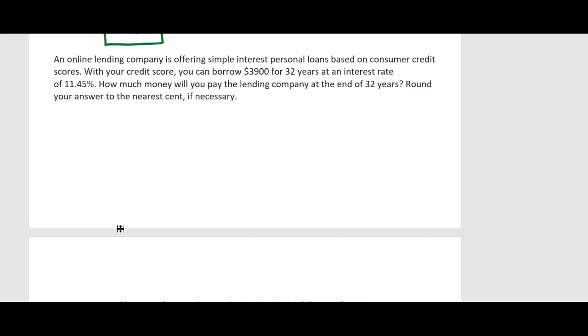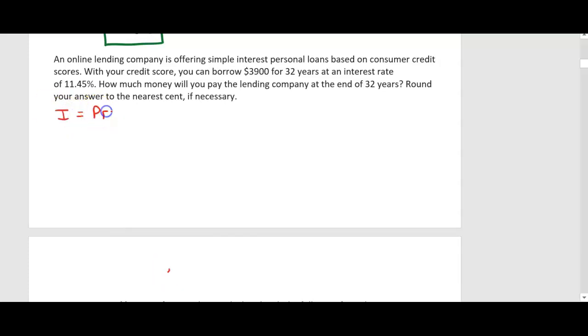So notice they did not ask me what is the interest. They said how much money am I paying back at the end. So what we have to do is find our interest rate first, or find our interest that we're being charged and add it to how much money we borrowed. So this will be a double step problem. So let's find our interest first.